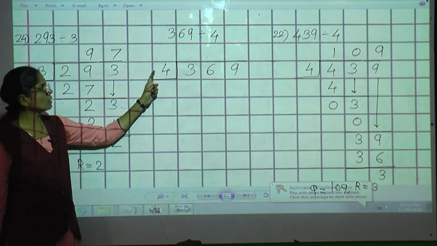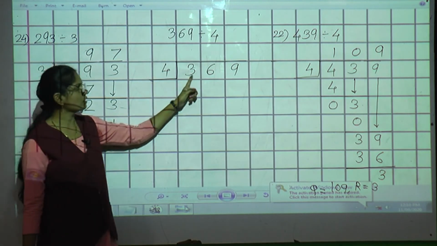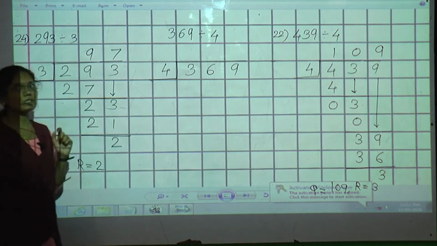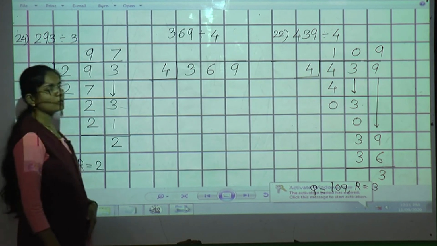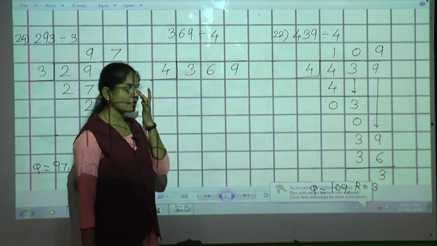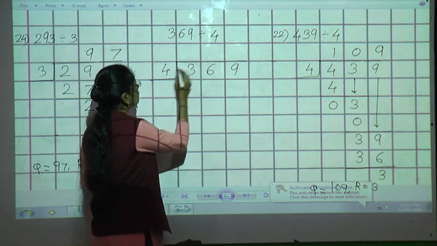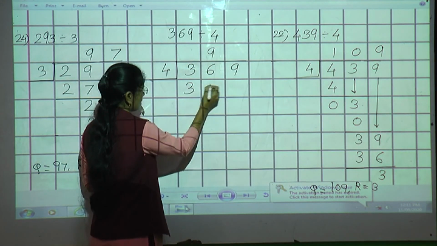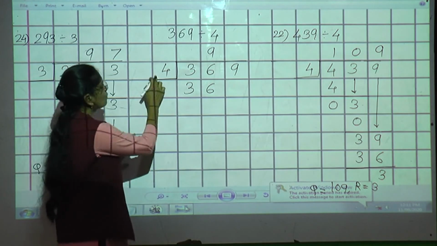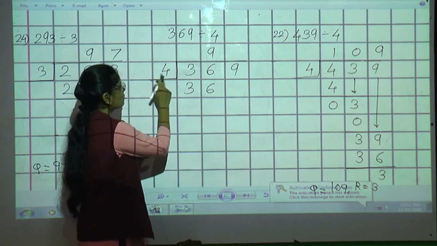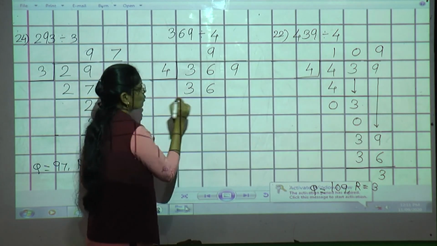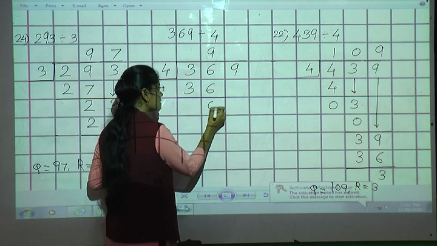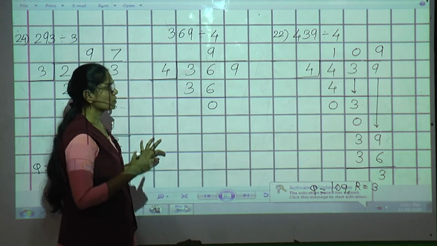Now what you have to do? In the table of 4 you have to see the number 36. Can you see the number 36 in the table of 4? Yes, it is there. So in 36 how many 4s are there? In 36 there are 9 4s, correct? 4 9s are 36. See, you have to say and then write. Then 36 minus 36. Do the subtraction. Yes, 0. Okay. Then we'll move to the next step.